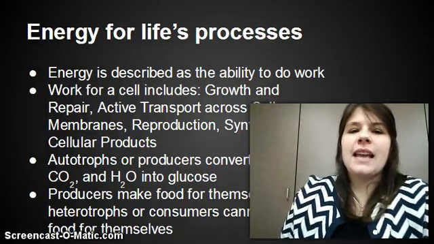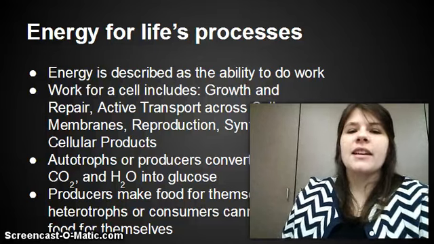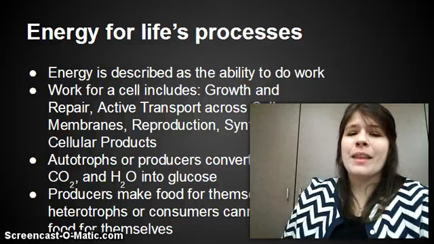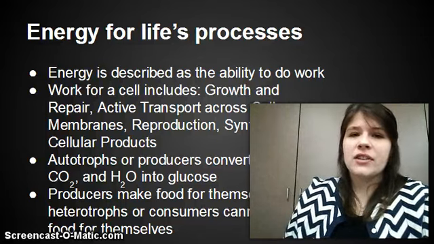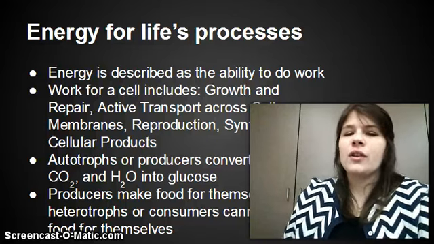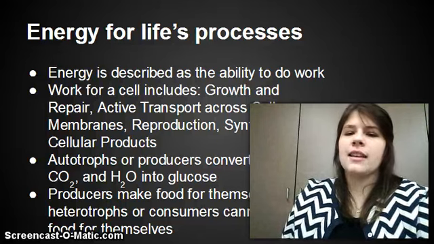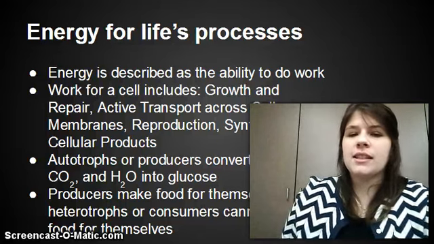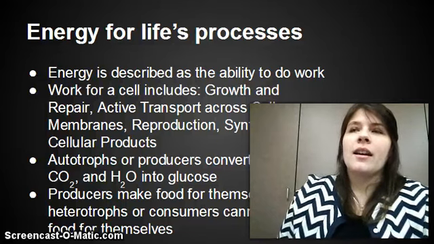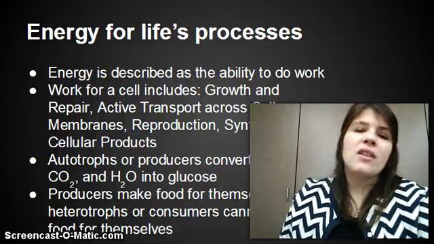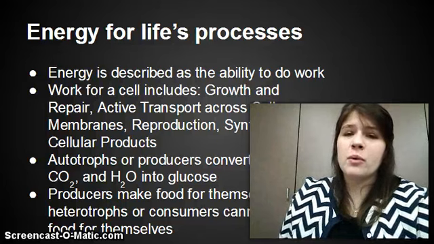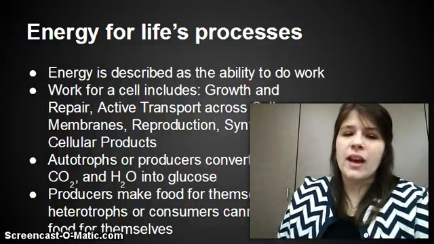So, this is energy for life's processes. Energy is described as the ability to do work. So anytime we are doing work, we're releasing energy. That's why when you work out, you release energy. So work for a cell includes growth and repair, active transport across cellular membranes, reproduction, synthesis of cellular products. So we're not just limited on the whole organism, but even the cell, to do its cellular processes, needs that energy. So energy is very, very important to us and what we need to survive.